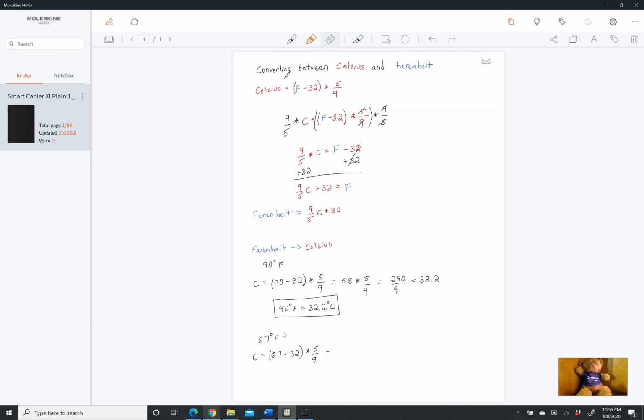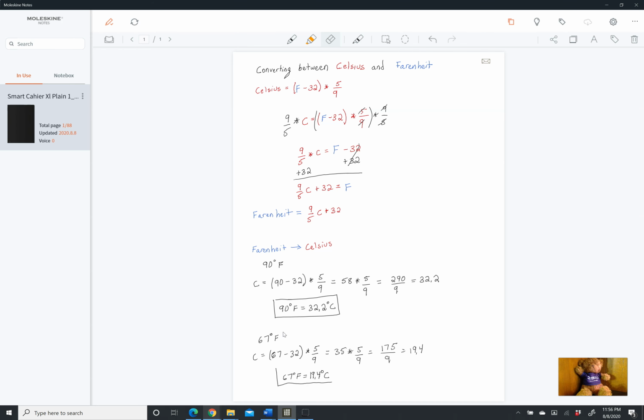67 minus 32 is 35, so we have 35 times 5 over 9. And we can do the 35 times 5, okay? And 35 times 5 is 175. So 175 over 9 gives us 19.4. So what does this mean? It means that 67 degrees Fahrenheit is equal to 19.4 degrees Celsius.